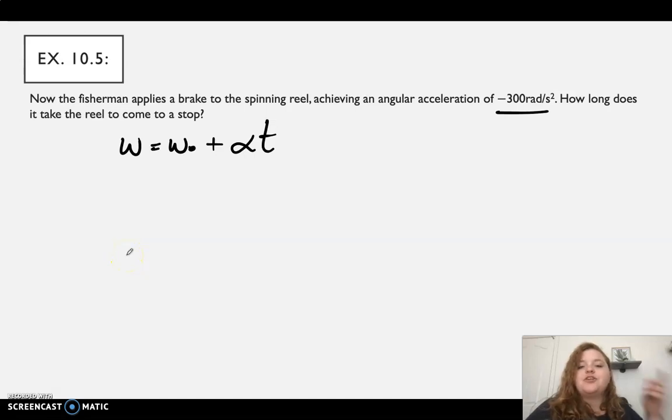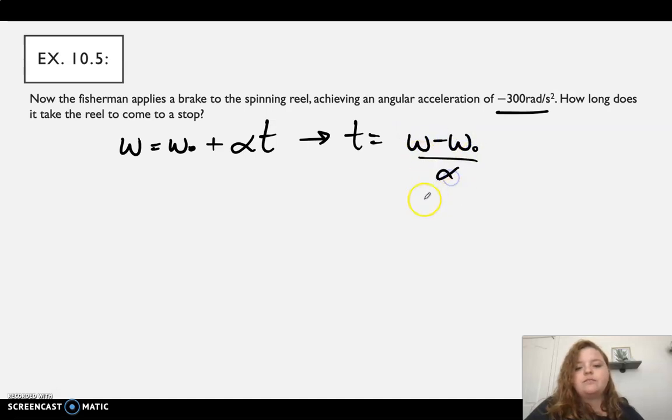Let's go ahead and continue with our example 10.5. So we were in the middle of trying to find out which equation to use, and so we found one, and now we're going to go ahead and solve for the time. So if I solve for time here, I get omega minus omega naught over alpha. And so I can plug in my values from the last problem.